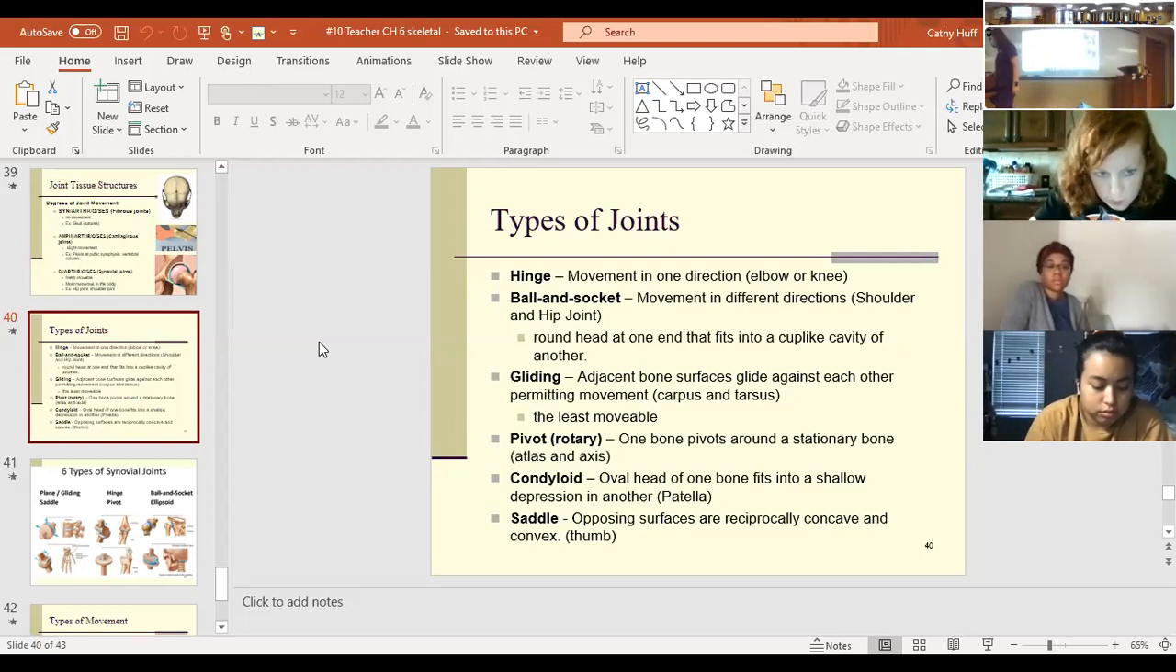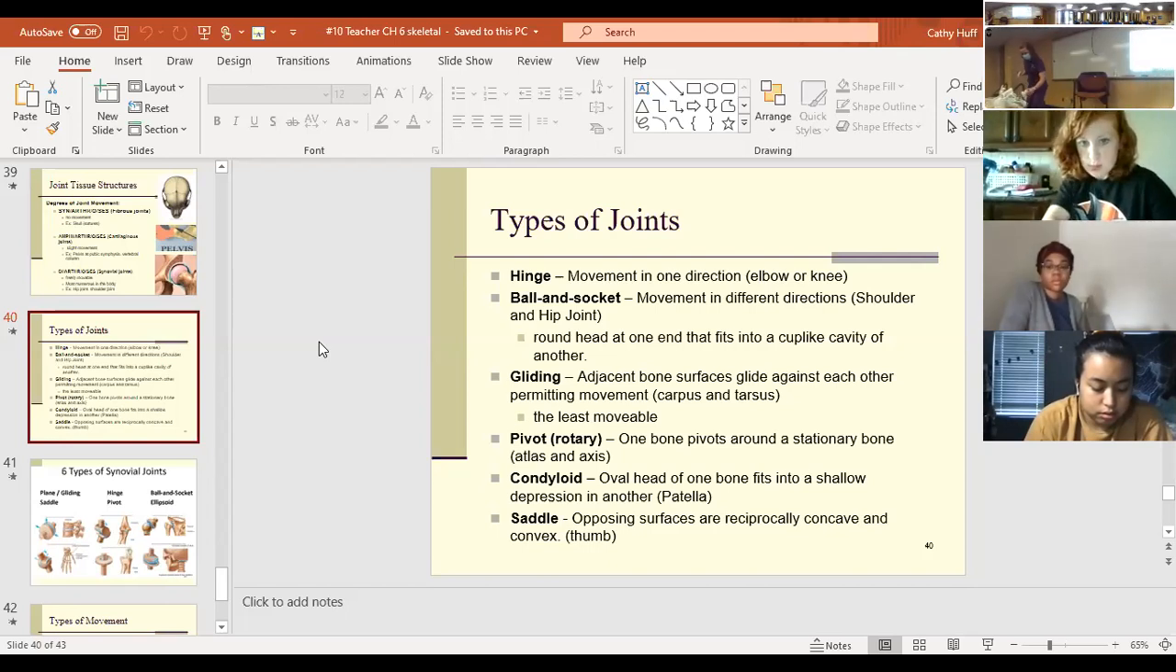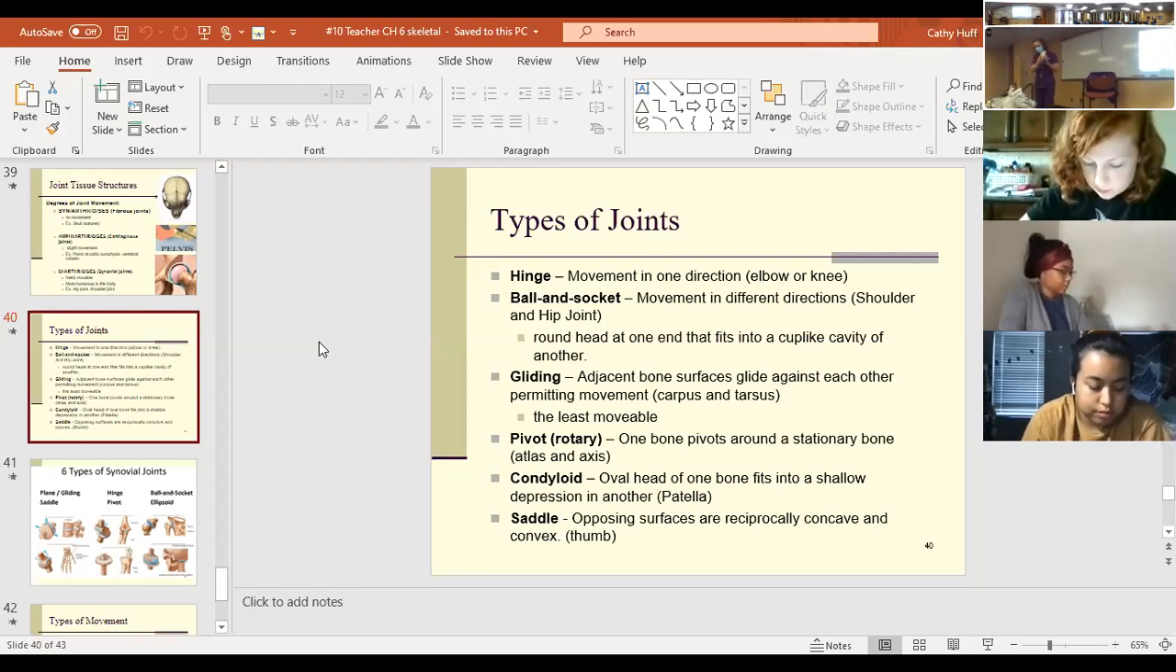A condyloid joint, I didn't say that very well. Condyloid, one bone fits into a shallow depression. A great example of this would be the patella. Here, this is the caudal or lower end of my femur. And right here I have a shallow depression. Everyone can see that. Where this would be on me is right here. So my femur coming down right here in this depression, that's where my patella sits.